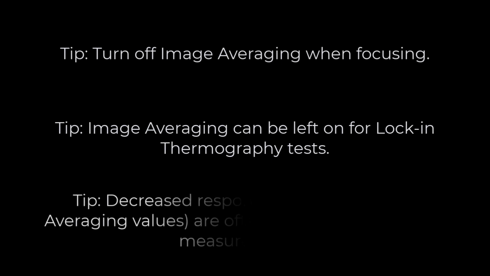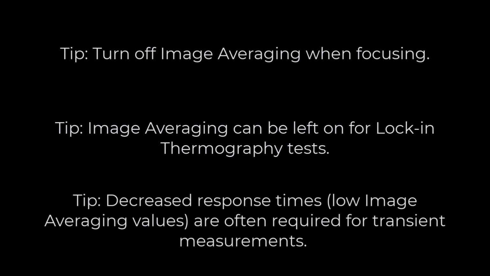If you are measuring a moving object or an object with a rapidly changing temperature, a low image averaging value is recommended. This is because lower image averaging values decrease response times.